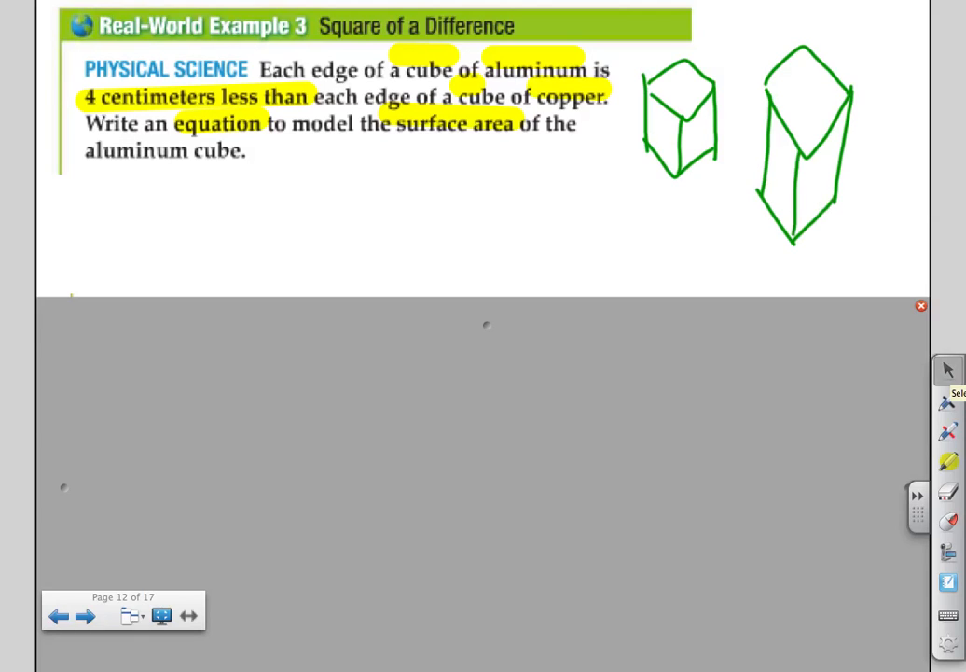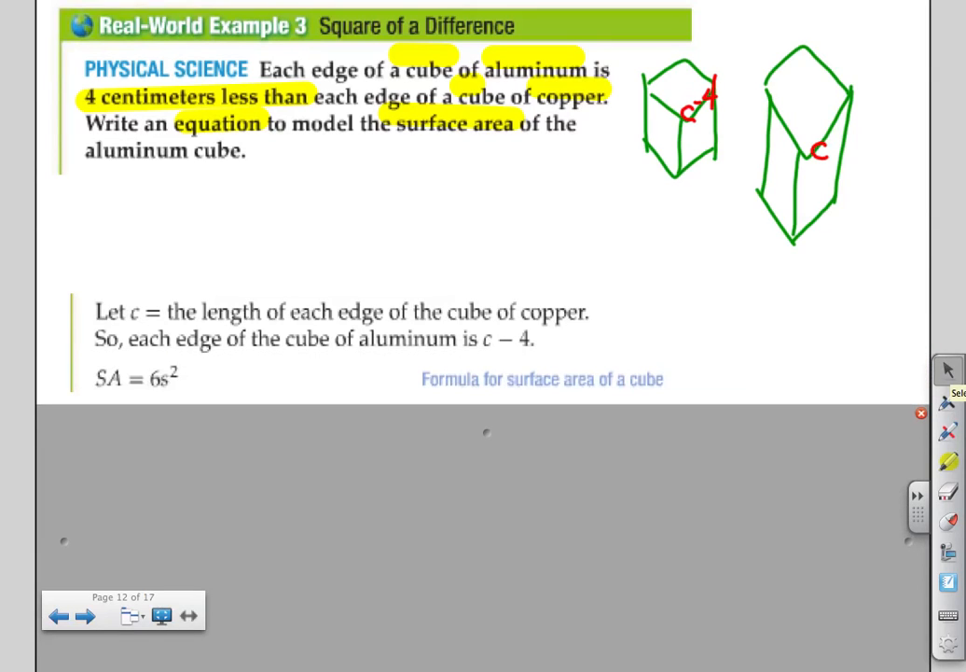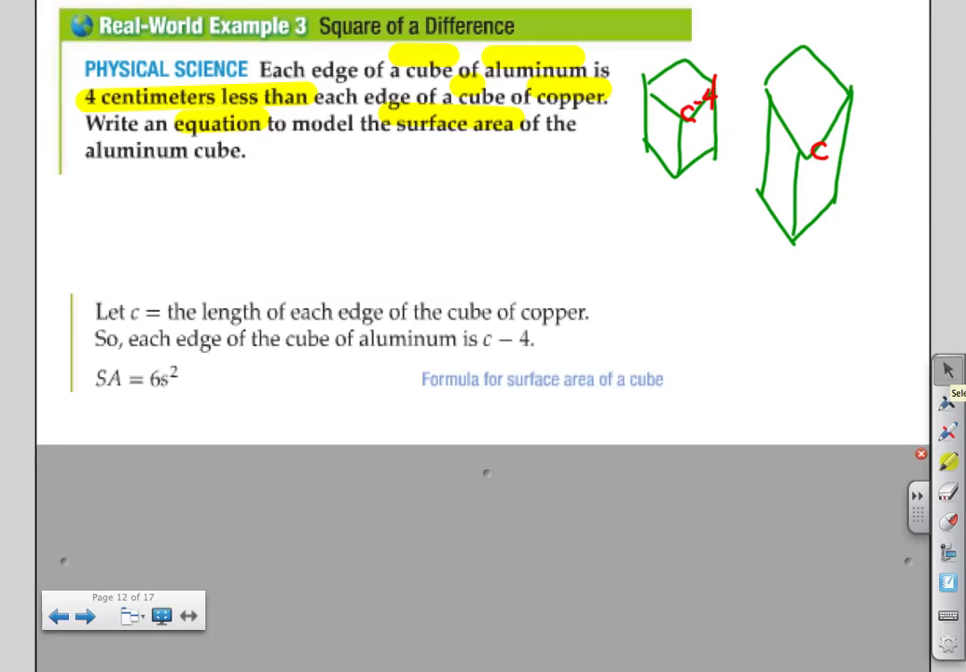All right? And I know that one cube, each side is c. And I know another cube is c minus 4, right? Okay. Now, we have to find the surface area of the aluminum cube. Well, in case you don't know the formula for the surface area of a cube, it is SA, surface area, equals 6s squared. Easy enough?